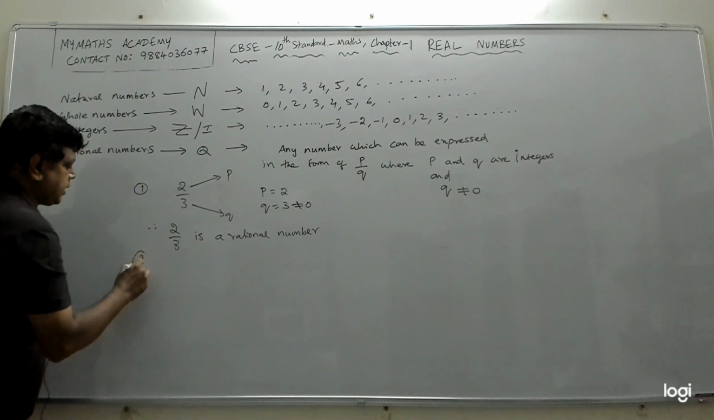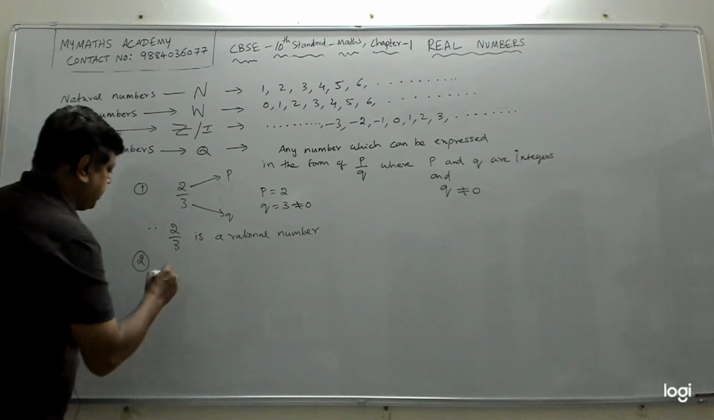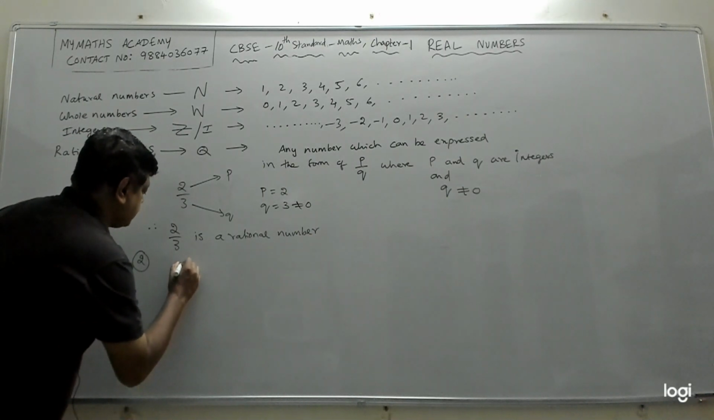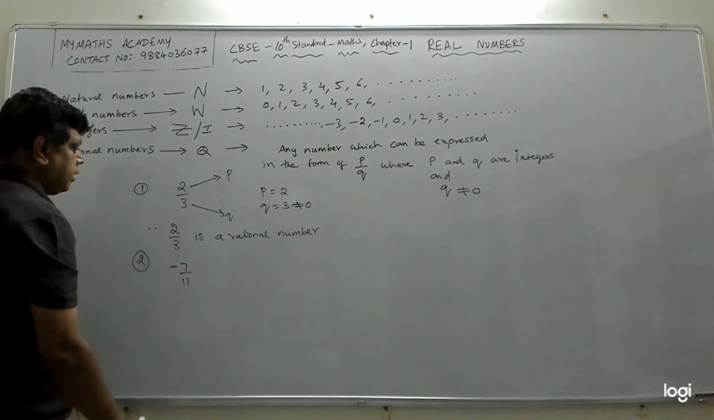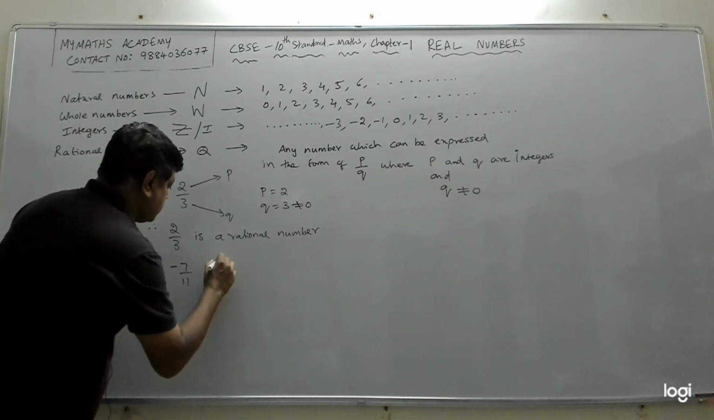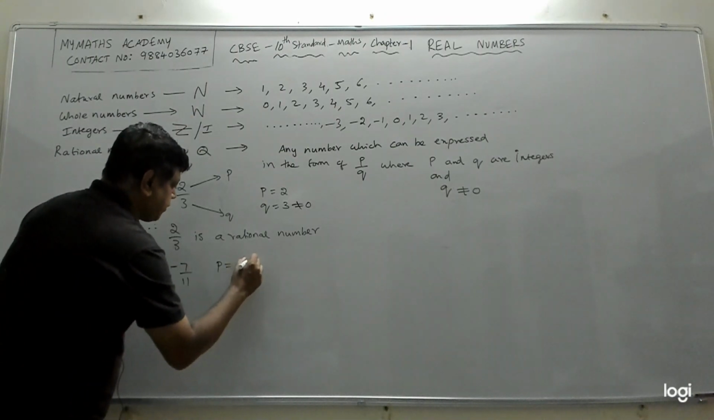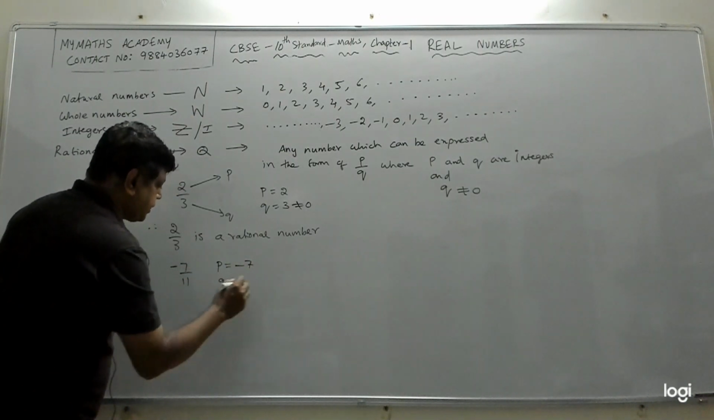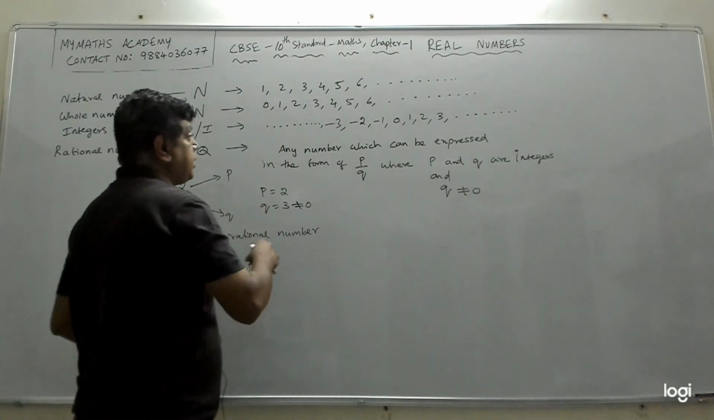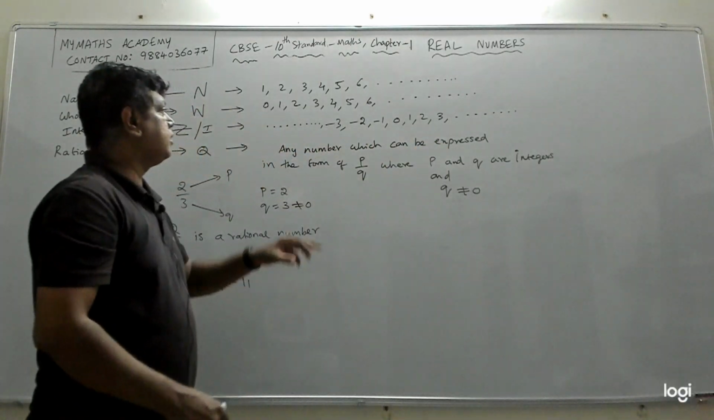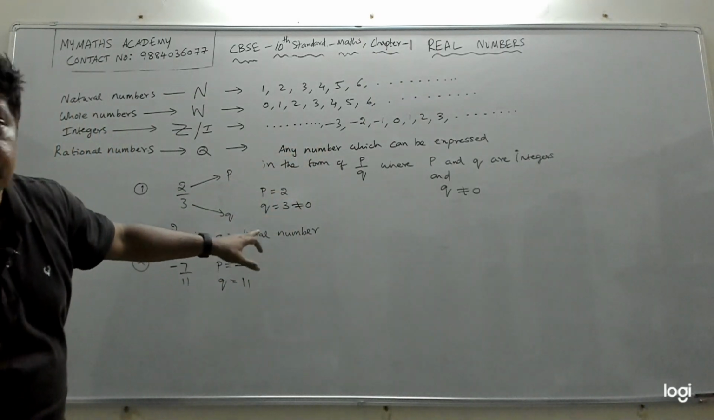Or let's take the second example. Suppose I take the number minus 7 by 11. Now again, what is P? Here P is the numerator, which is minus 7, and Q is the denominator, which is 11. Now, are these two numbers integers? Is minus 7 present here?